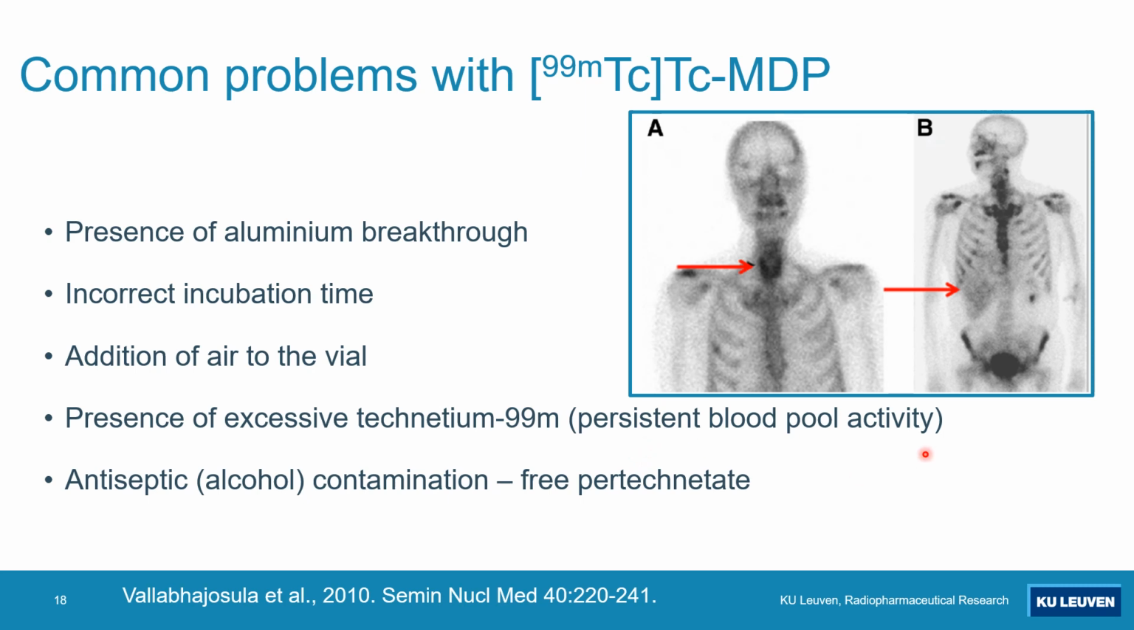Also, antiseptic contamination with your alcohol wipe will result in some free pertechnetate and low radiochemical purity. Sometimes the technetium MDP kits are also not containing the right amount of stannous chloride. I've seen this in the past. So you would get one kit out of 100 that would not label at all. So it's always important to do instant thin layer chromatography.